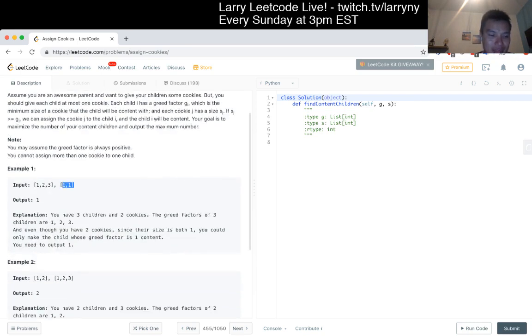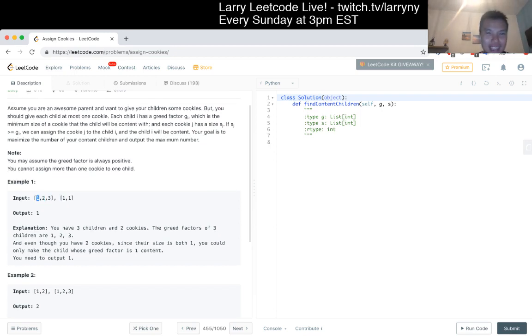I think for each cookie, we just find the greediest, pun intended, I guess. I don't know, it's not even a pun, it's just a little bit confusing overloading of terms. But for each cookie, we just find the biggest greed number that a child has, and then just remove that. So we could do that pretty quickly.